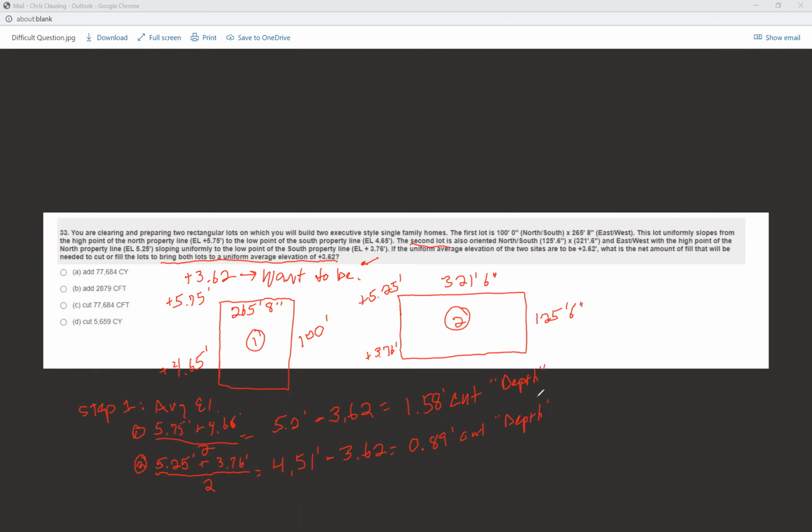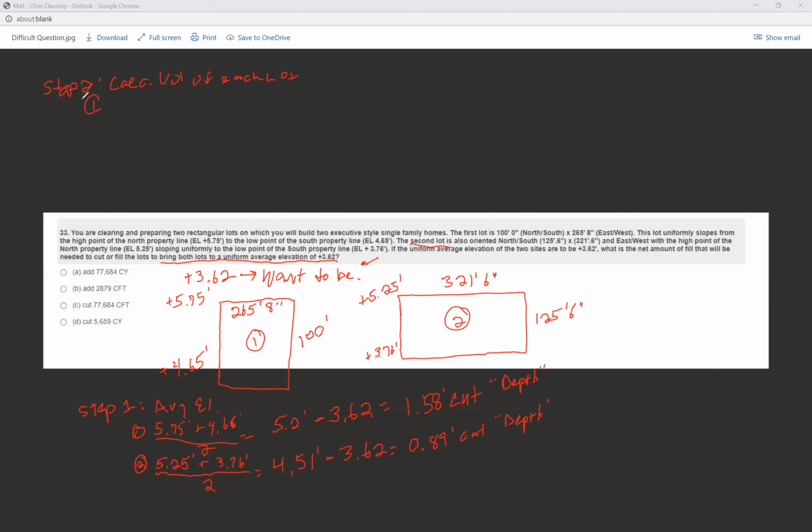So the area of something is a length times a width, or 2 dimensions, and the volume of something is a length times a width times a depth, or 3 dimensions. So our next step, I'm going to call this step 2. We'll say step 1 was just find the average elevation and the difference between your cut and your fill. Step 2 is to calculate our volume of each lot, okay?